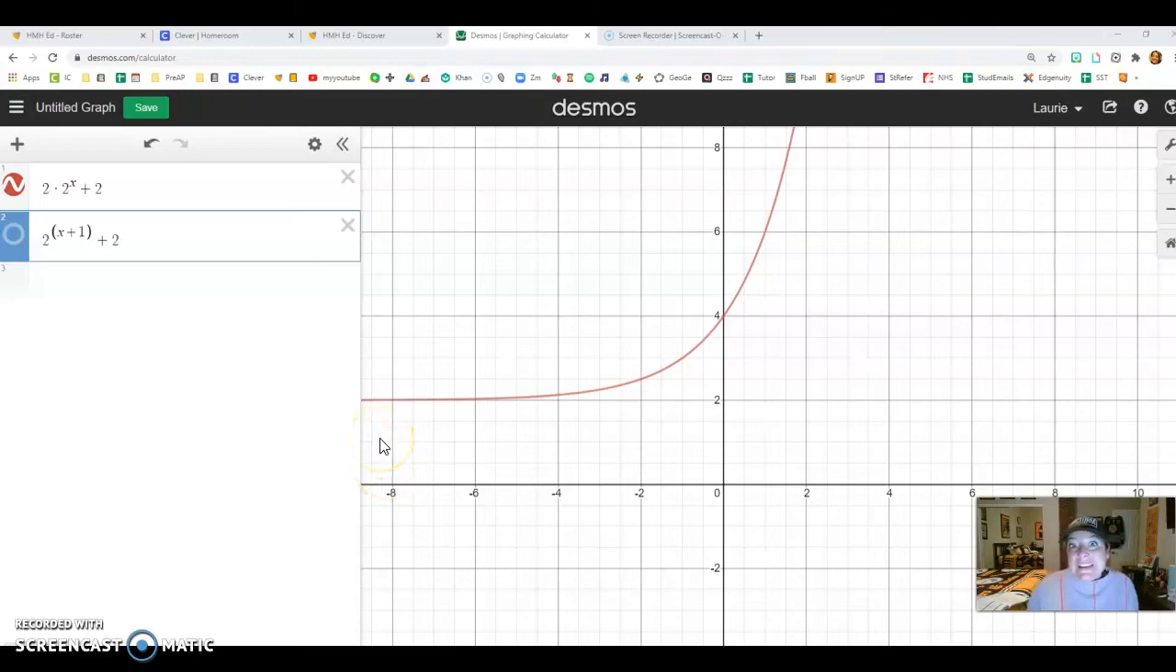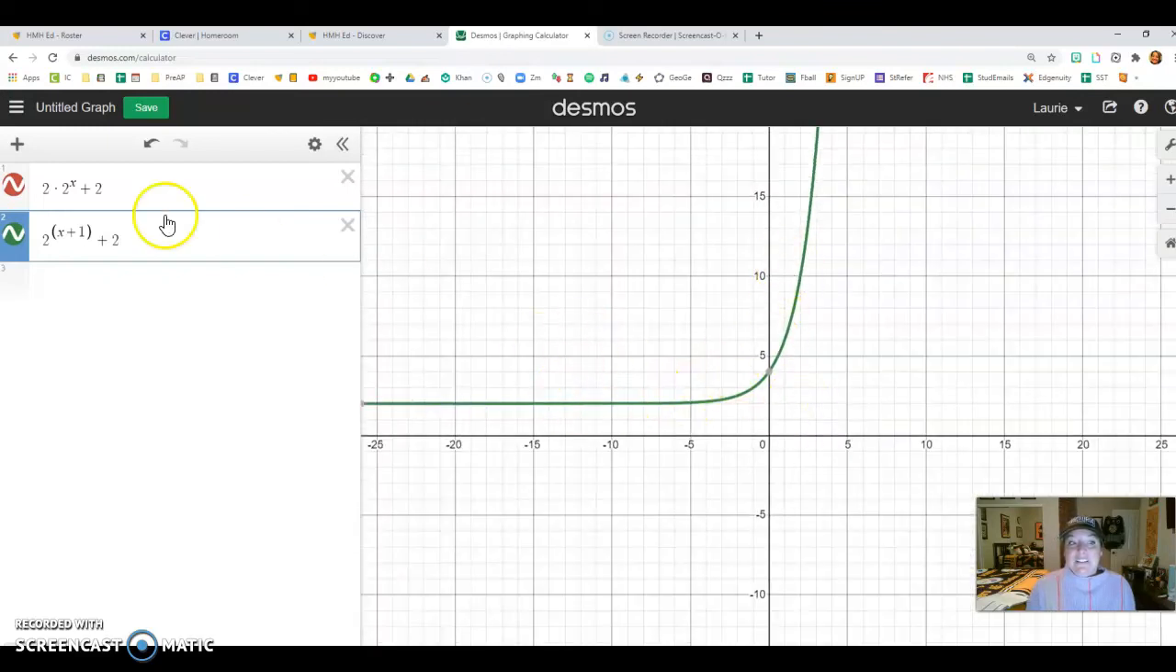All right, last little trick. For those of you that want an extra little challenge, this was the equation for the first example that I did for you. So here's our red graph. If I turn on the second graph that is a different equation, I get the same thing. Remember we had the point 0, 4 and then the point 1, 6. And notice it's the exact same graph. So 2 to the x plus 1 plus 2 is the same thing as 2 times 2 to the x plus 1. So see if you can figure out why. Why is that the case? Why are those the same?